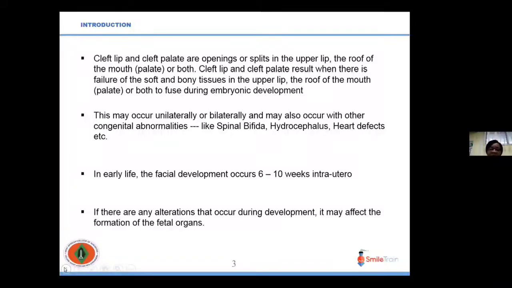In early life, the facial development of every human being occurs between 6 to 10 weeks in utero. If there's any alteration that occurs during this development, it may affect the formation of the fetal organs.